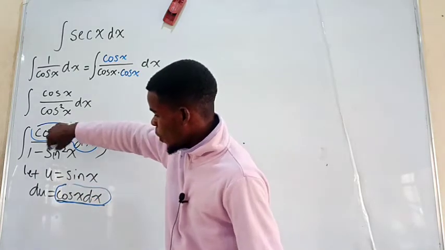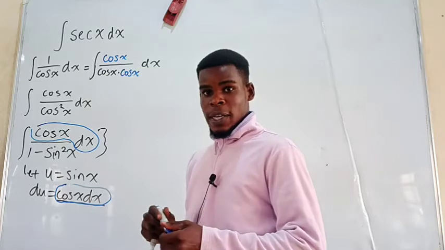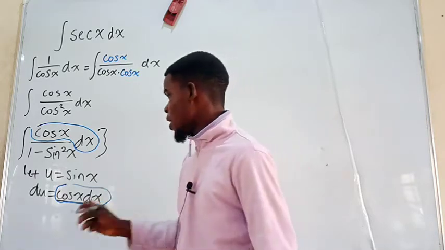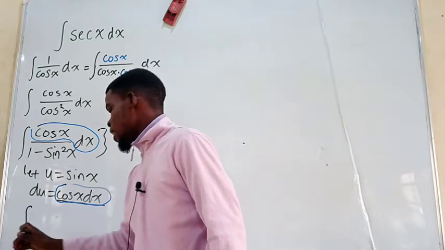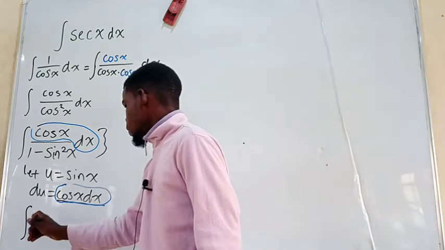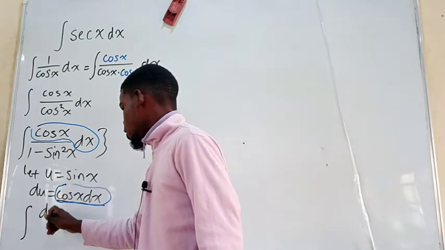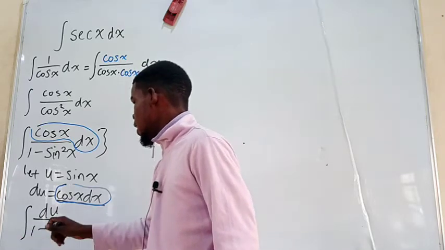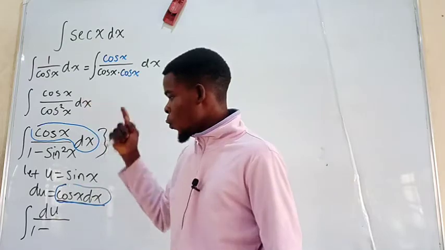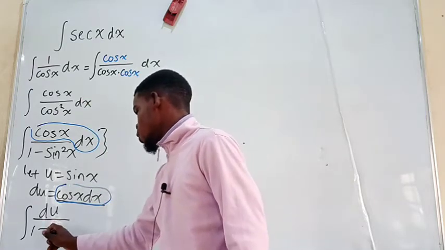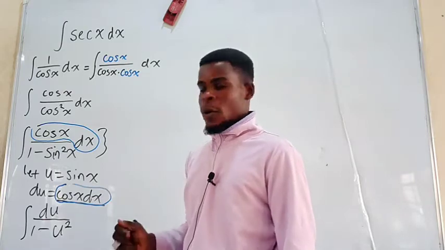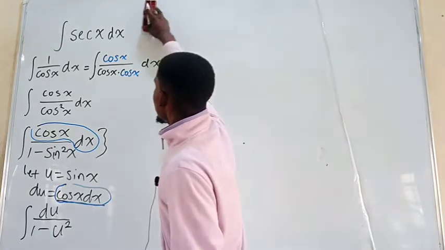At the bottom, I'm just going to replace sine squared x with u squared. Since u is sine x, that means u squared will be sine squared x. So I'm going to write that as the antiderivative of, on the top, du, then on the bottom, 1 minus u squared. The du is just on top. Well, I would like to continue over here.